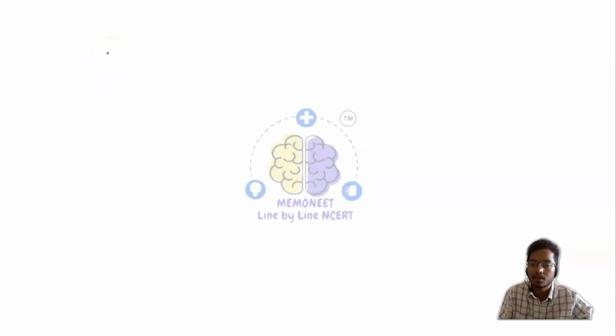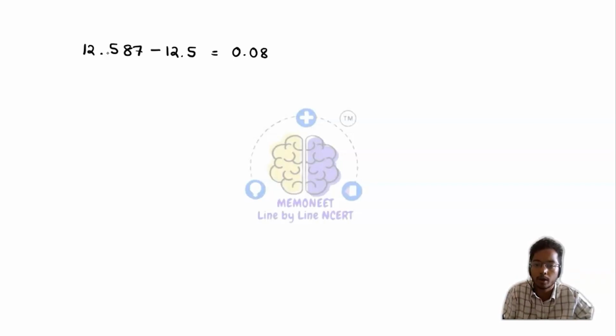Addition and subtraction. Let's say we have 12.587 minus 12.5. After solving it, we get 0.087. So how will we represent this? The result should be represented with the number of decimal places of the number which has fewer decimal places. Let's say here the one with fewer decimal places is 12.5.